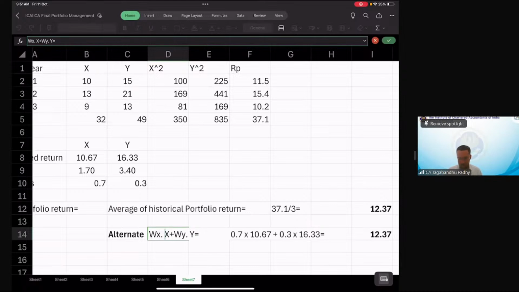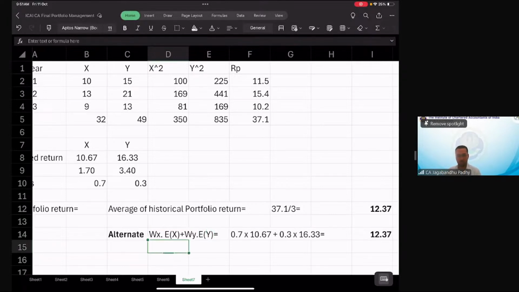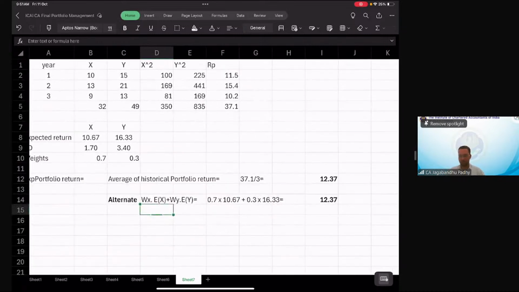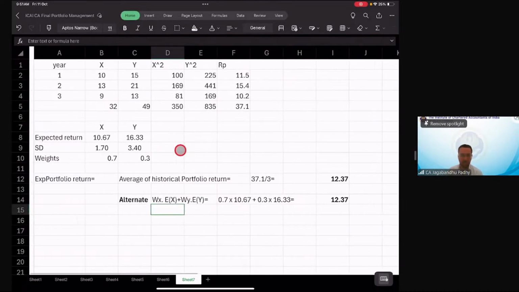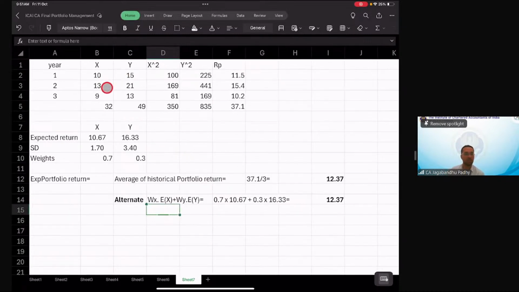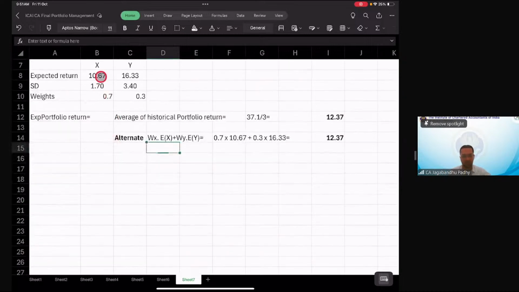So the shortcut is very much valid for this type of data when we are having two securities and they are being taken as a weighted. So I need not require the historical return. Just if you give me the expected return, I can get it as 12.37, which is matching.